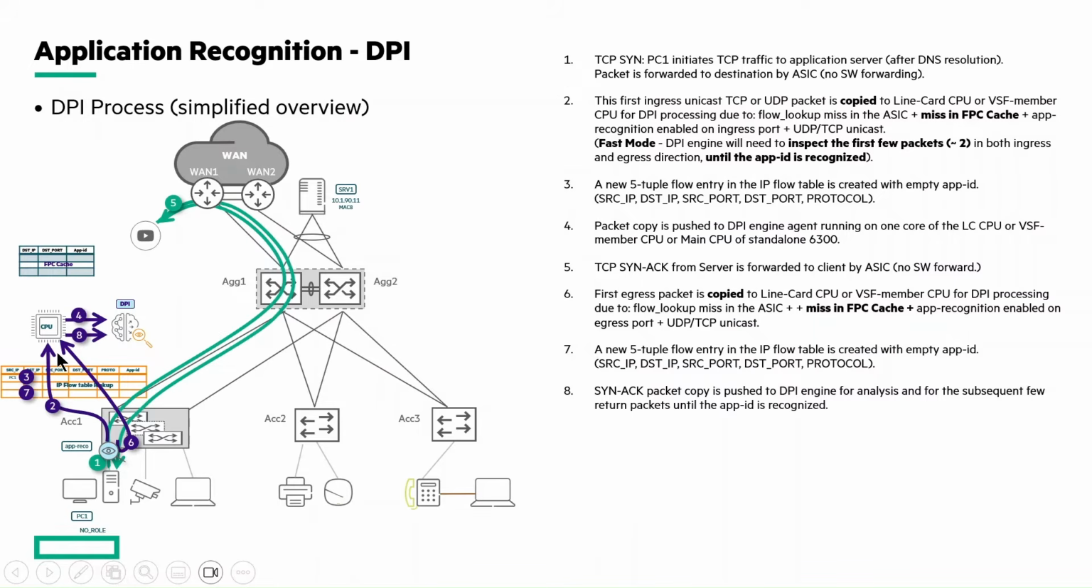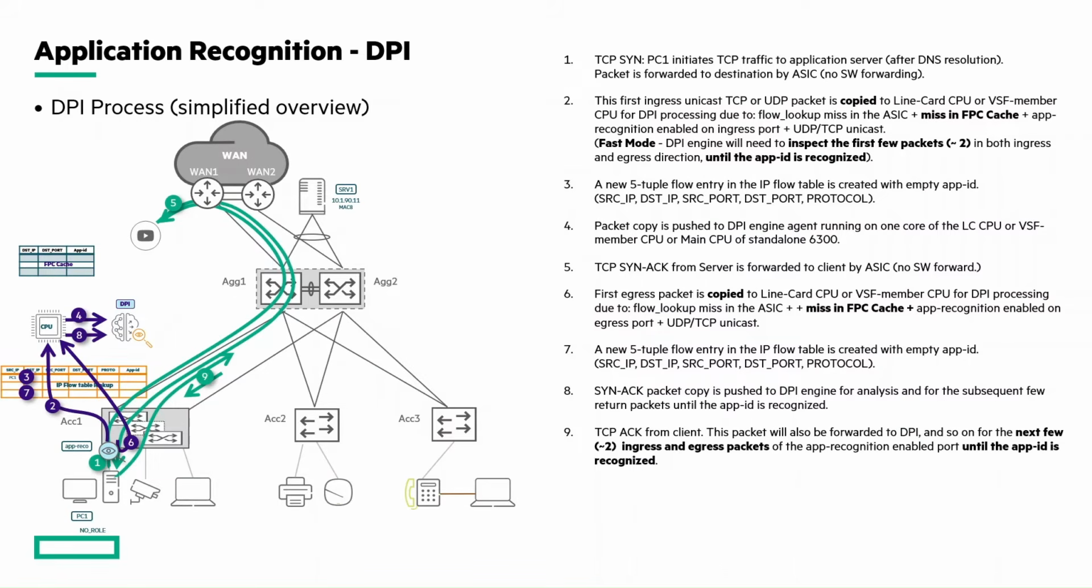A copy of the SYN ASIC packet is sent to the DPA engine for examination along with a few more return packets until the application ID is recognized. The TCP acknowledgement from the client is received here. So until the application ID is recognized, this packet will be forwarded to the DPA as well, and so on for the next few ingress and then egress packets of the application recognition enabled port.